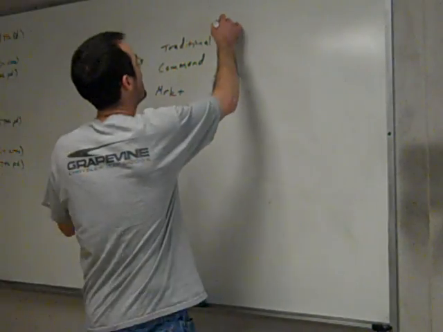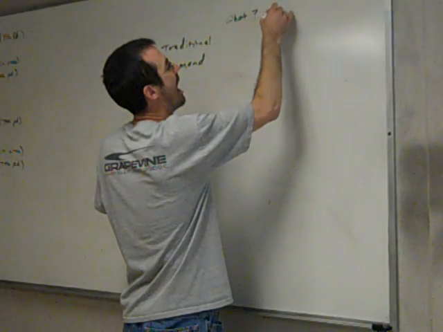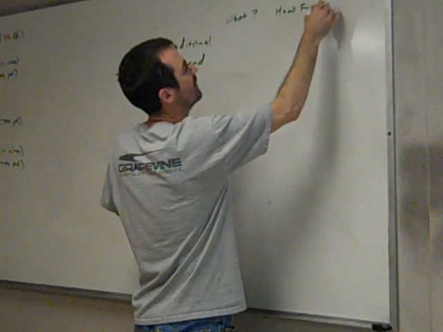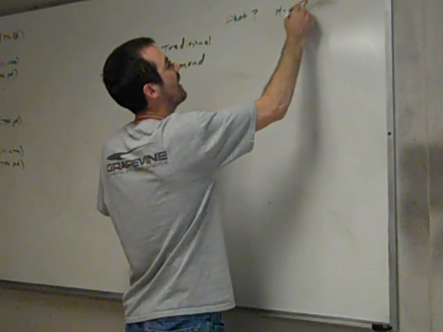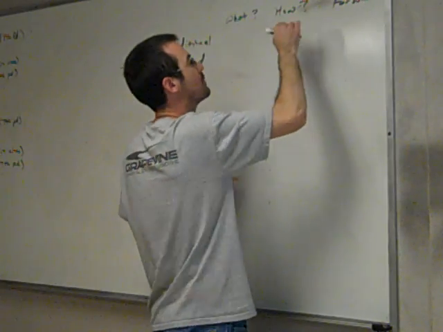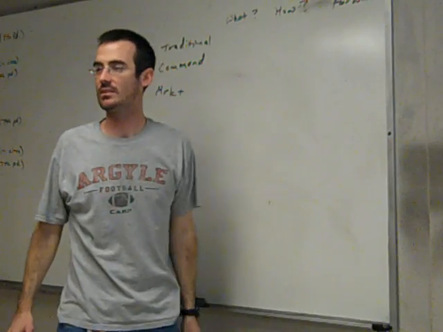So what to make? My questions are what, how, and for whom. But they should all say to produce after each one. What, how, and for whom. What to produce, how to produce it, and for whom to produce it. What are we going to make? How are we going to make it? Who gets it? All right?